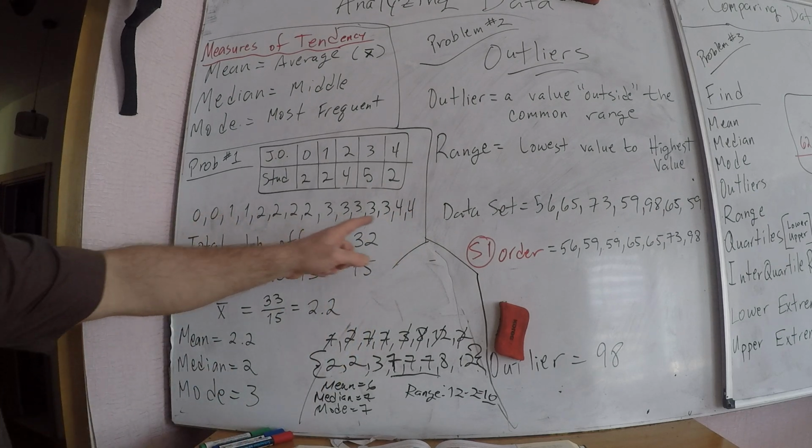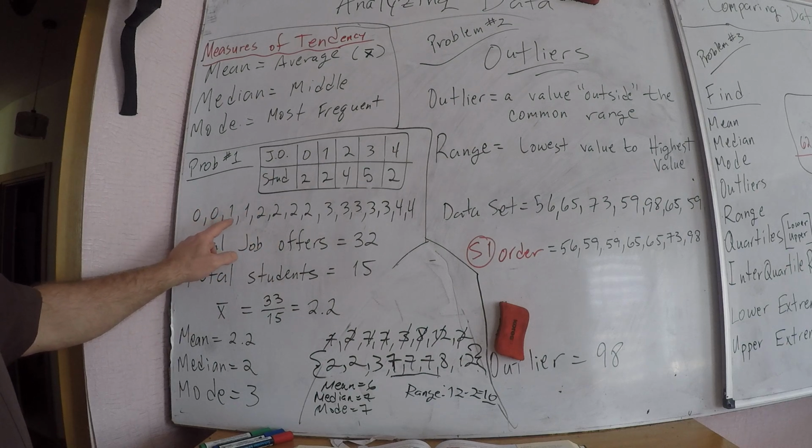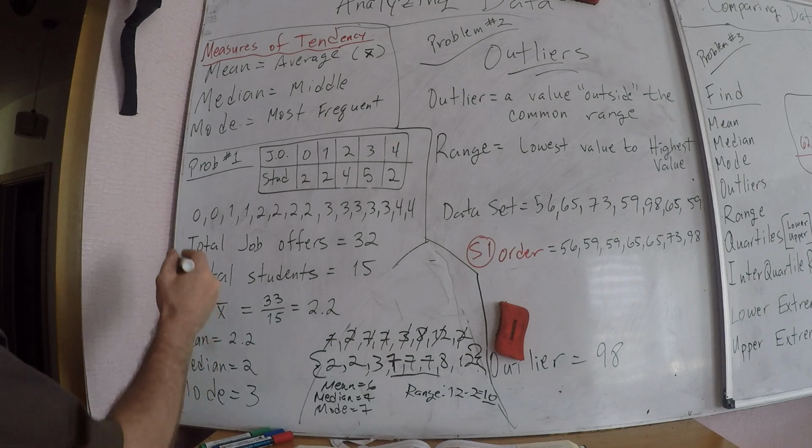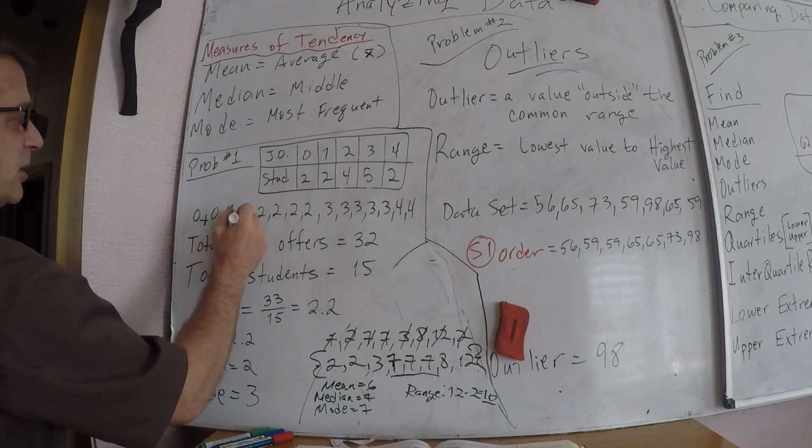So the total number of job offers is 0 plus 0 plus 1 plus 1 plus 2 plus 2 plus 2 plus 2 plus 3, right? Plus.